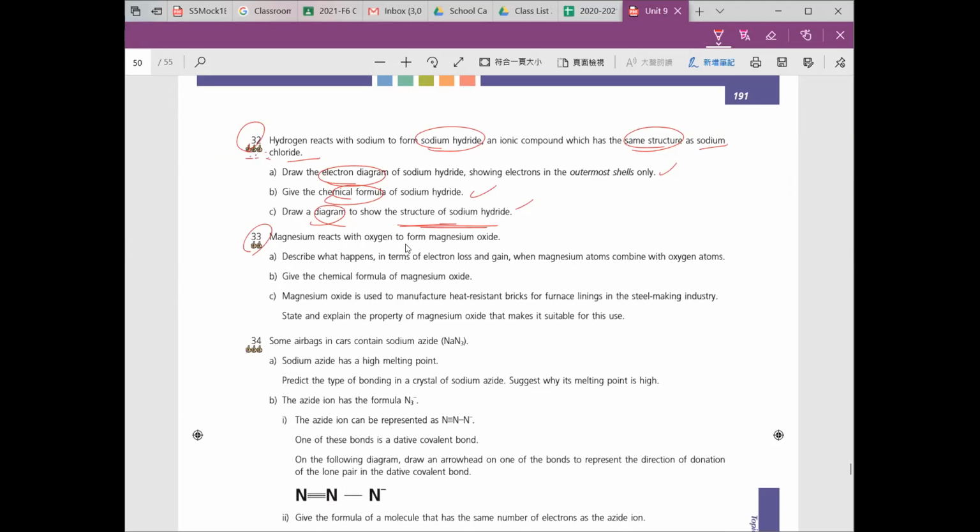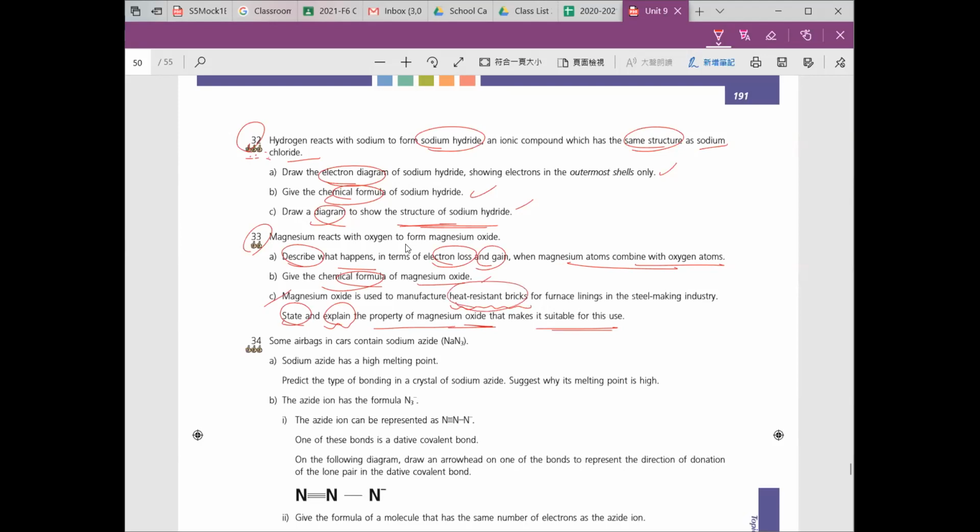Magnesium reacts with oxygen to form magnesium oxide. Describe what will happen in terms of electron loss when they combine with oxygen atoms. So something like formation of an ionic bond, right? The chemical formula of magnesium oxide is easy. It is used to make heat resistant bricks. State and explain the property of magnesium oxide that makes it suitable for this use.